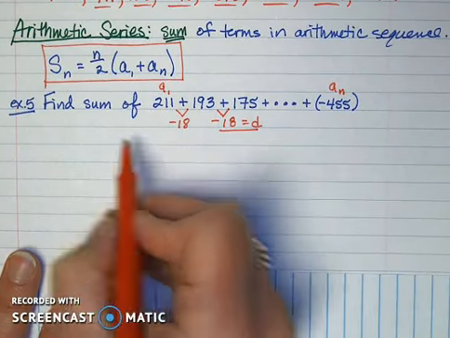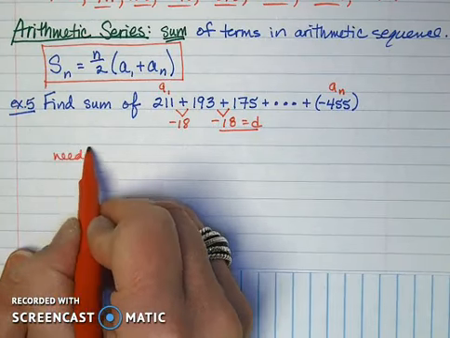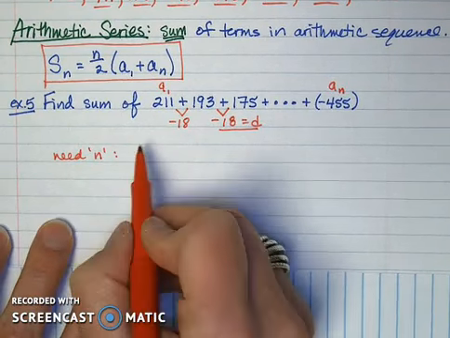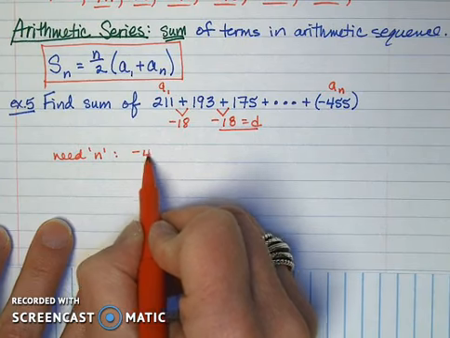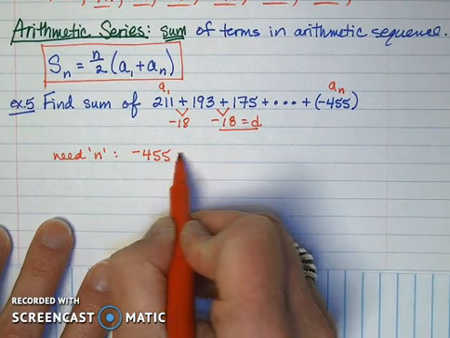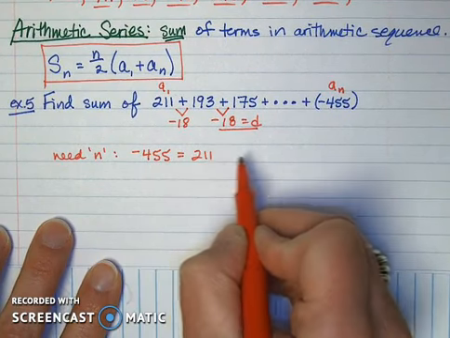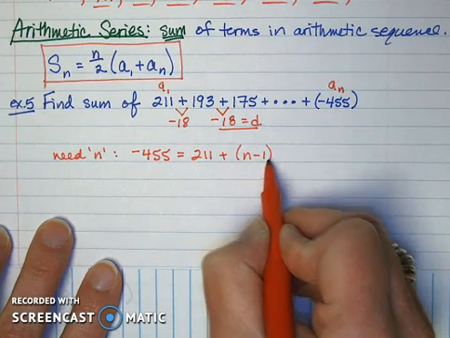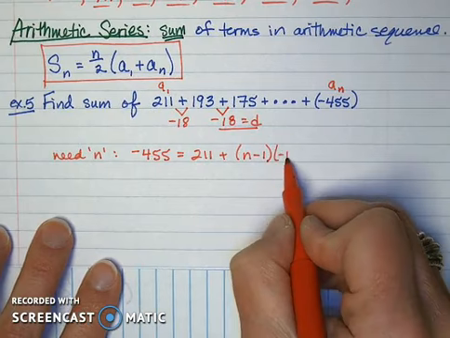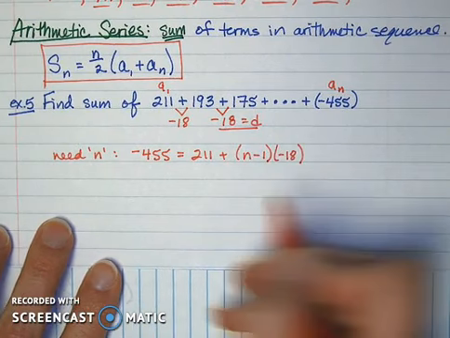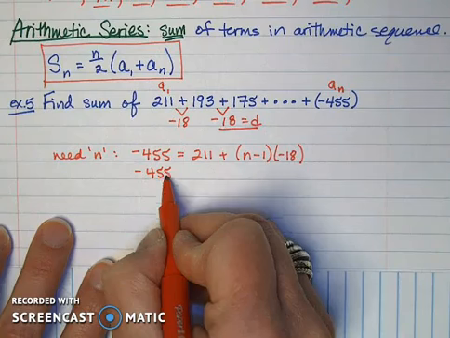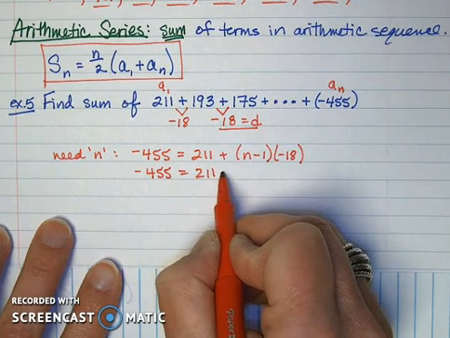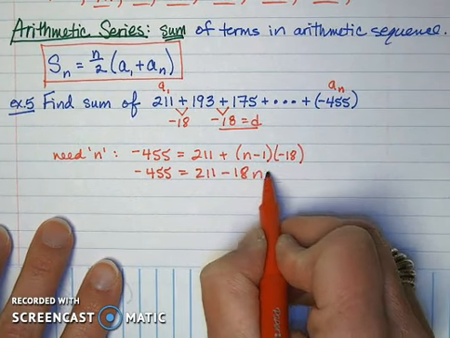So I'm going to write that I need n first. And I'm going to calculate that by putting the a sub n value, negative 455, equals the first term, which was 211, plus n minus 1. I don't know n, so I have to leave it that way. And my d is negative 18. When I distribute that, I still have negative 455 equals 211, and I'm going to have a negative 18n, and a positive 18.